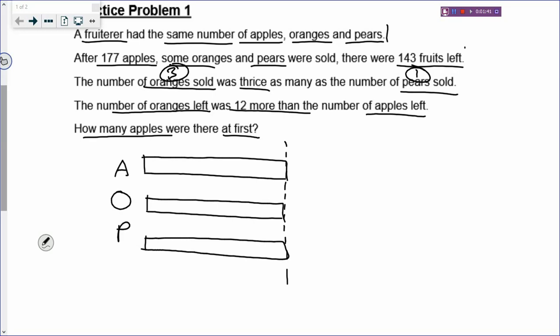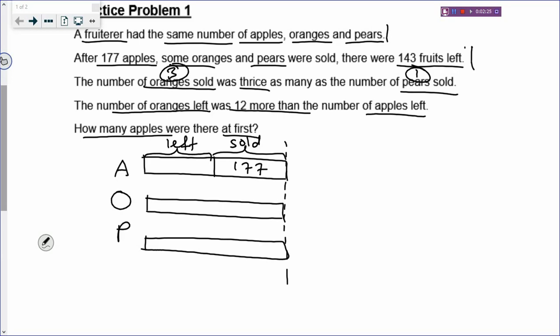Now, after 177 apples were sold, I'm going to cut somewhere here. 177 apples, and it's always good to label your model. So I would like to call this sold, because when you draw the model it becomes your question. Means you don't need to look at the question anymore. You just look at the model. And then this will be the leftover apples. And then some oranges and pears were sold. Now, if you don't know how to draw this part, then you don't draw, you skip. There were 143 fruits left. If you don't know where to put the 143, then you also skip. Then what happened next?